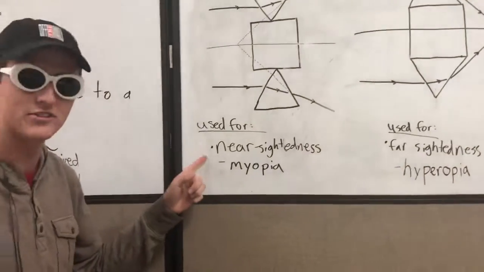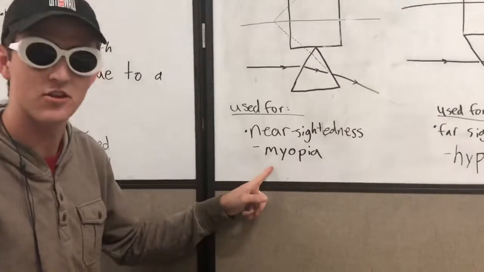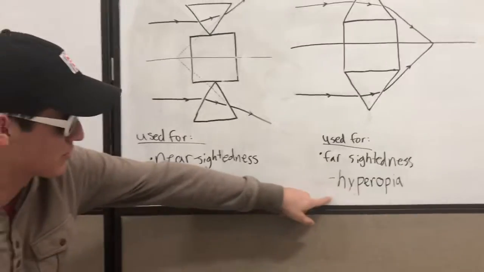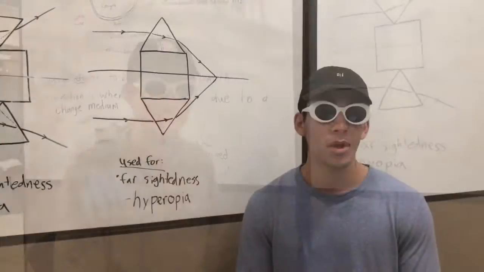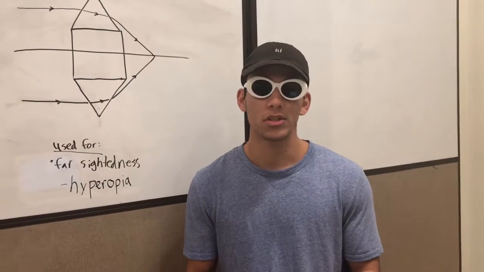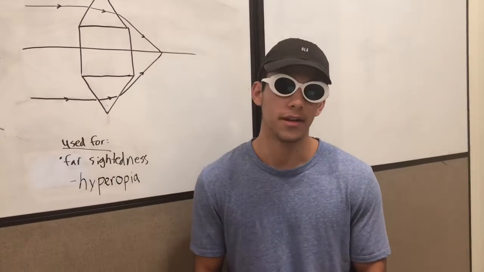Glasses are either used for nearsightedness, which is a condition called myopia, or for farsightedness, which is hyperopia. So, when making glasses, it's all about changing the focal length and the point of focus so that the image will go directly to the retina.